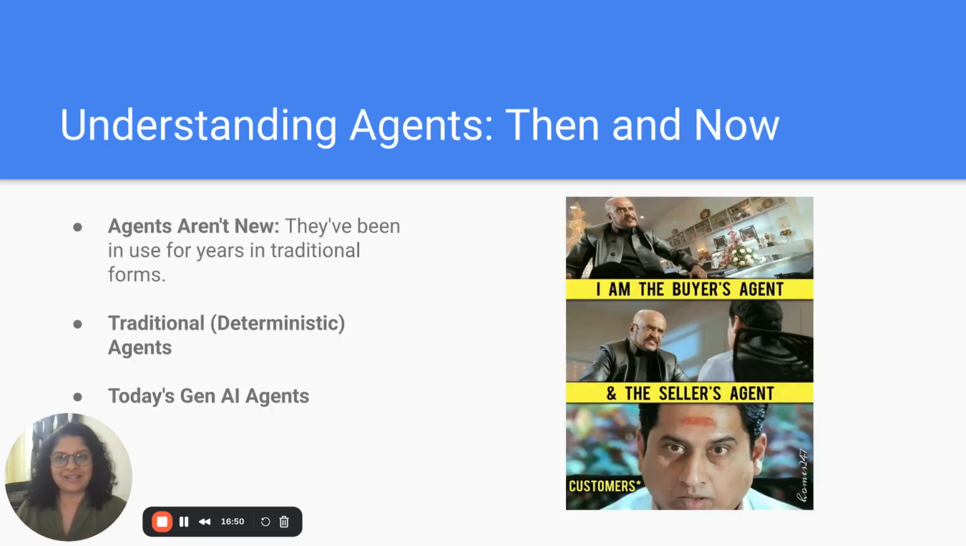Okay. So call center messages like press 1 for this, press 2 for this. Aren't those the agents? So we are using the agents since long. But now what about the generative AI agents? So these are the traditional agents.